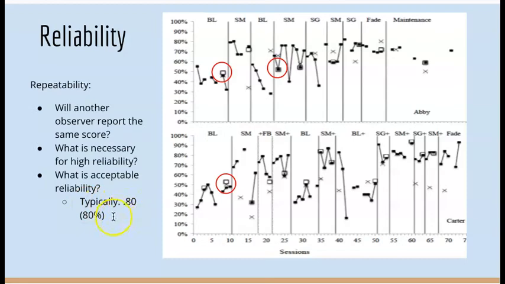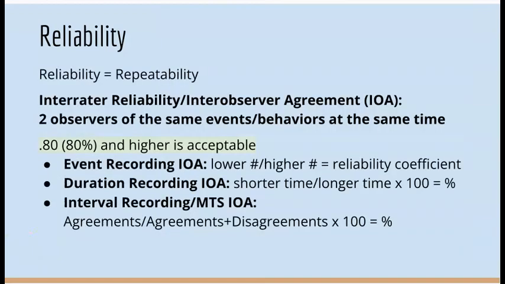Typically 80% agreement is considered reliable. You want to have the same score within 80%. All right, so reliability refers to repeatability. It's when you're measuring behavior, you're looking at inter-rater reliability, two raters getting the same score, or inter-observer agreement, two observers agreeing that they're observing the same score. And again, 0.8 or 80% and higher is considered acceptable.